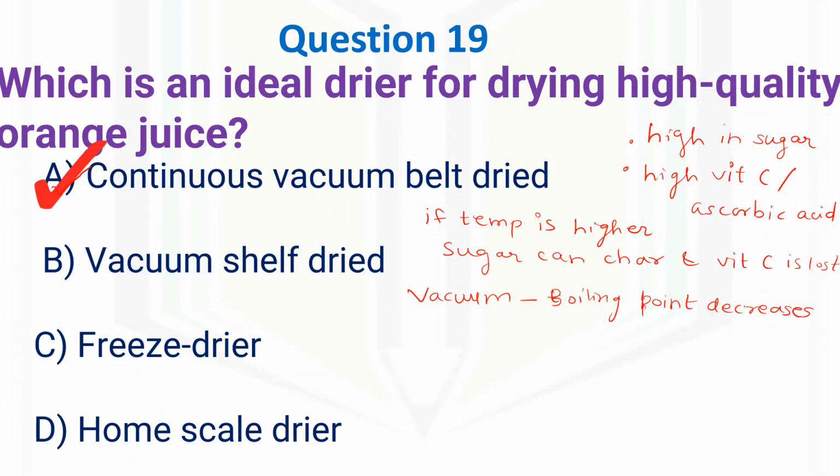juice's flavor and nutrition. So vacuum shelf dryer, again, what will happen if we are using a shelf dryer? The juice will stay in one place, the juice is not moving, so the temperature which is applied will be at a localized point. So continuous motion of the juice is necessary. So continuous vacuum belt dryer is the best option.